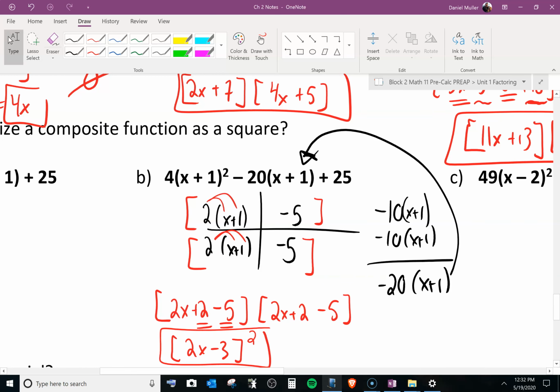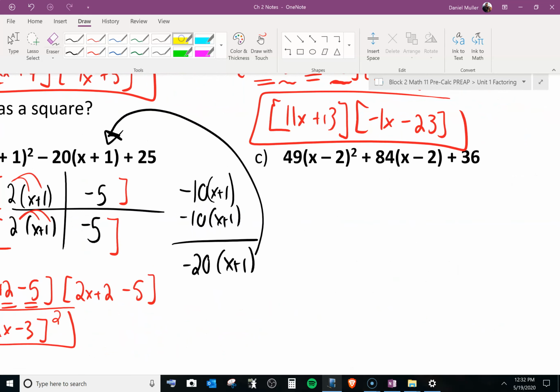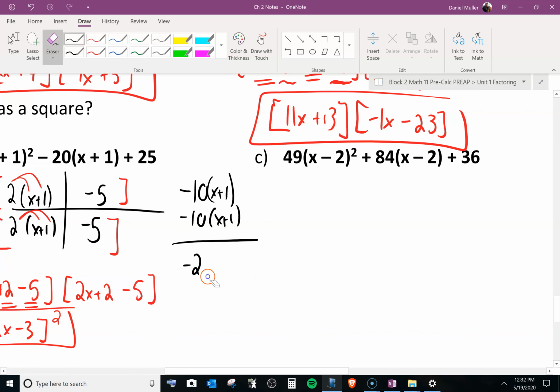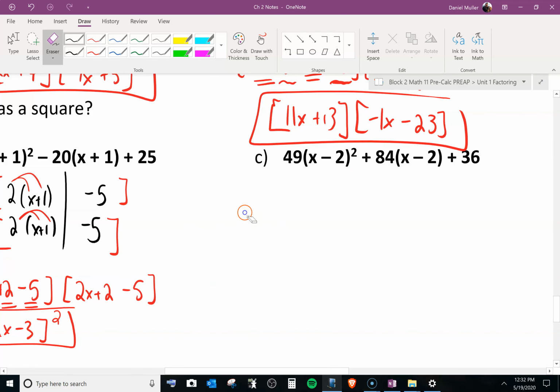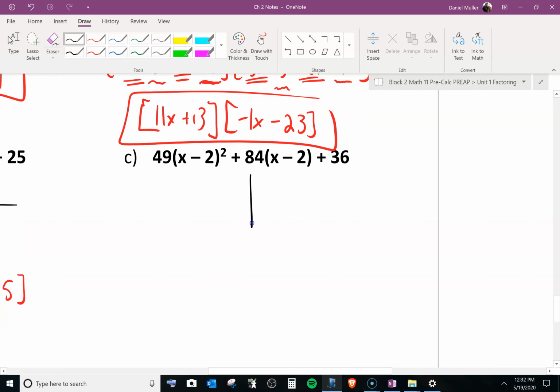Okay, so let's try, I'm going to go on to C, and then I'll go back to A. So I do notice, and okay, 49 is perfect. I'll do 7 and 7. 36 is perfect, so I'll do 6 and 6. So I'll just try that, and we'll see. I'm going to erase this stuff here. Okay, so 49, I'm going to do 7 and 7. 36, I'm going to do 6 and 6.